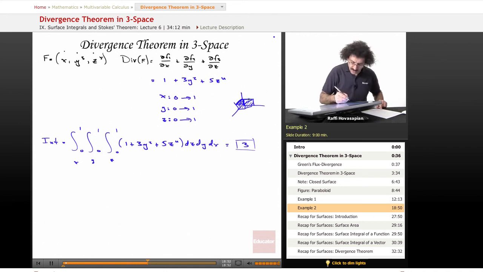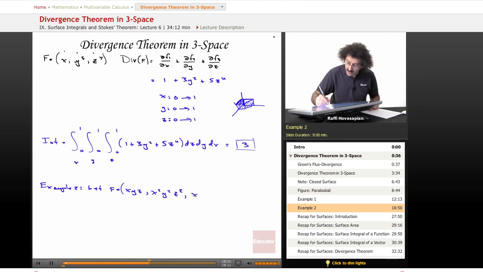Let's try another example. Example 2. This time we will let f, our vector field, be equal to, make it a little bit more complicated, xyz, x squared y squared z squared, and x cubed y cubed z cubed. Okay, we want to find the flux of this vector field.